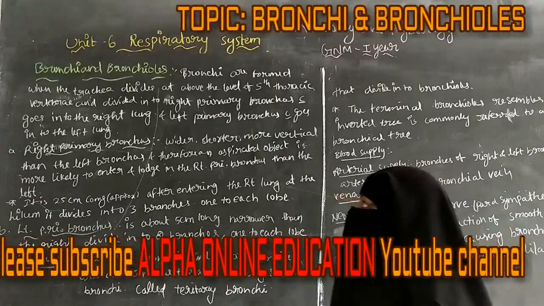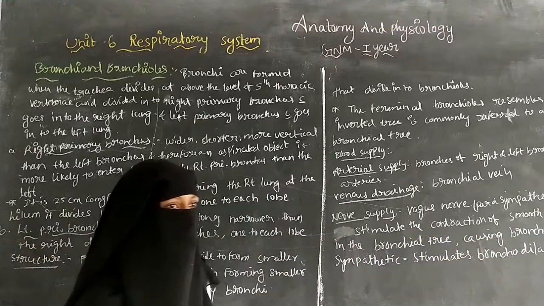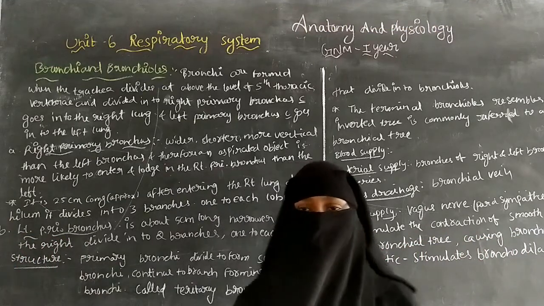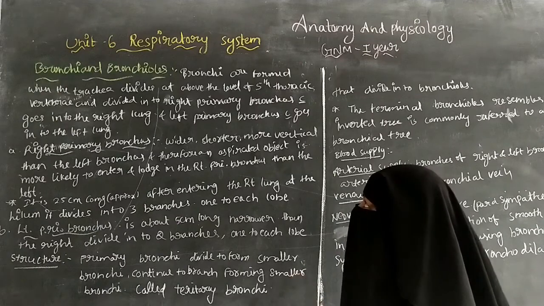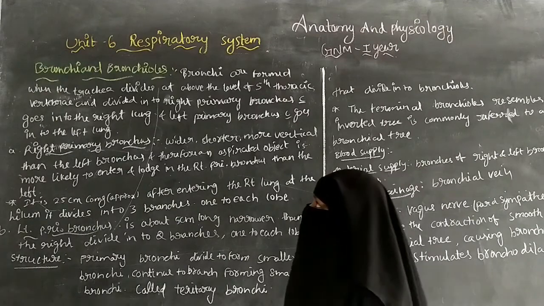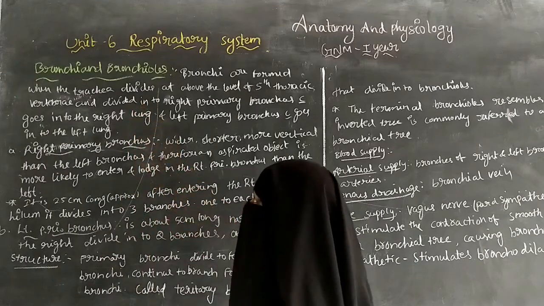Everyone, today I am going to discuss the anatomy and physiology for the GNM first years. In Unit 6, the respiratory system, the respiratory system includes the bronchi and bronchioles.